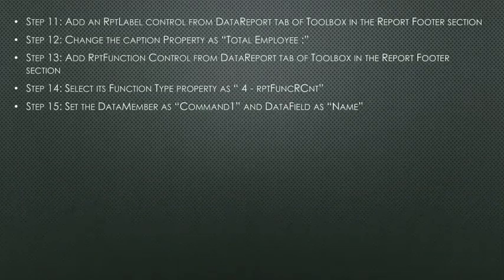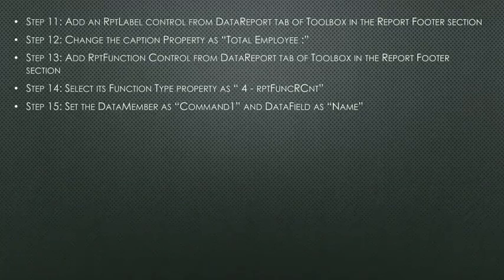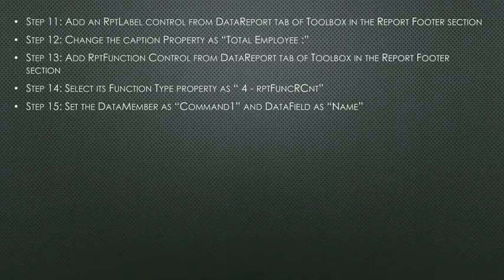11th step is to add an RPT label control from the data report tab of the toolbox in the report footer section. 12th step is to change the caption property to total employee. 13th step is to add an RPT function control from the data report tab of the toolbox in the report footer section. 14th step is to select its function type property as rptFuncRCnt. And 15th step is to set the data member as command 1 and data field as name.